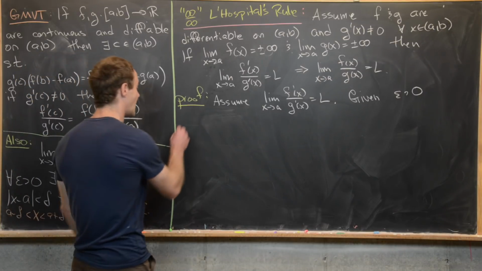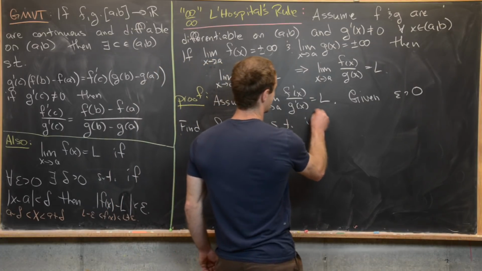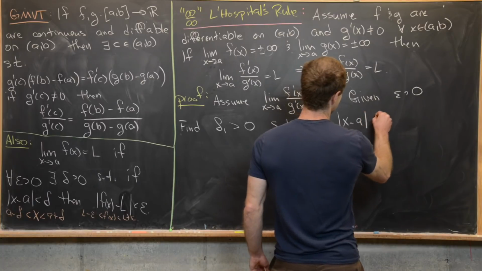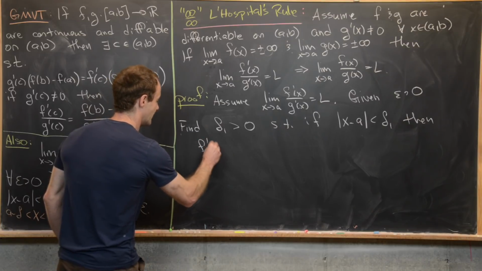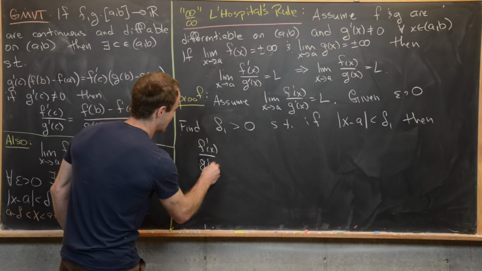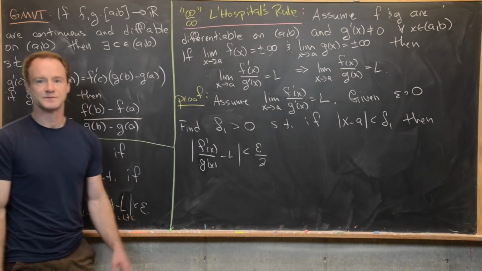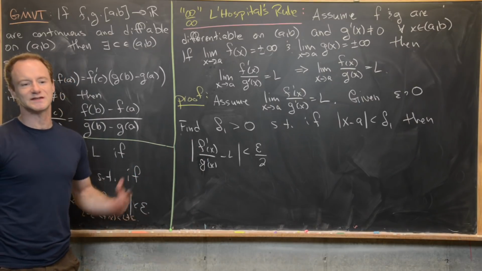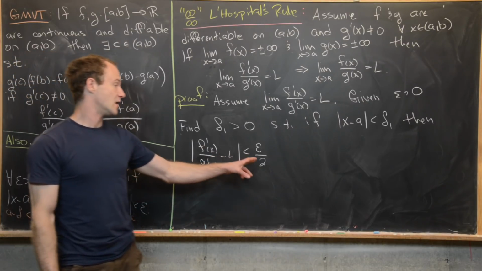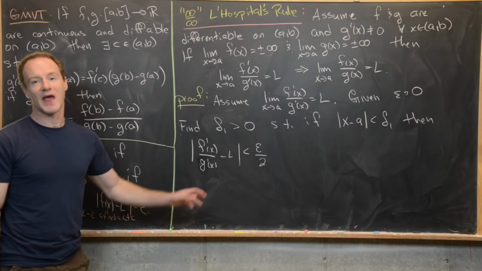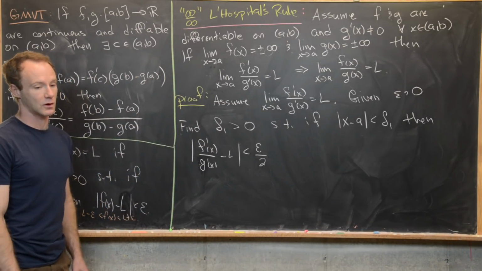So we can find some delta 1 bigger than 0 such that if the absolute value of x minus a is less than delta 1, then the absolute value of f prime of x over g prime of x minus L is less than epsilon over 2. So you might say, well, why an epsilon over 2? Well, we'll see why we need epsilon over 2 in the calculation a bit later. But remember, we can make this as small as we want. How small do we want to make it? We want to make it epsilon over 2, where this epsilon was given to us before.